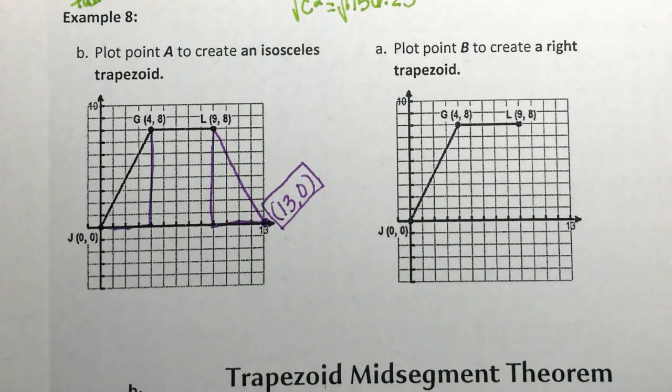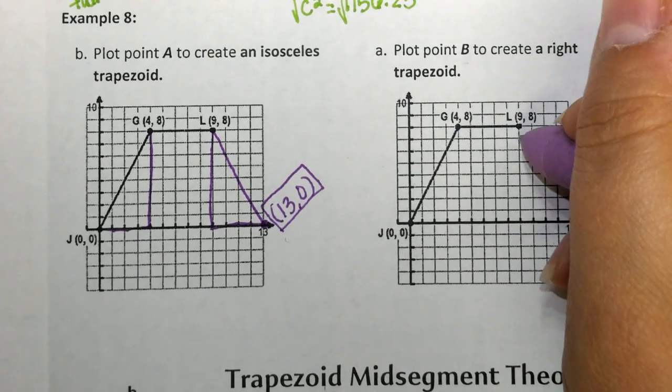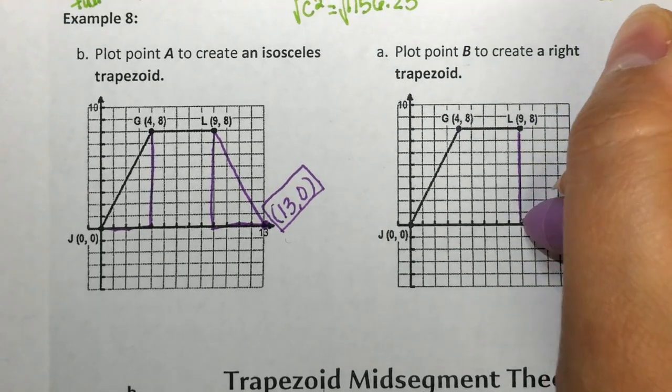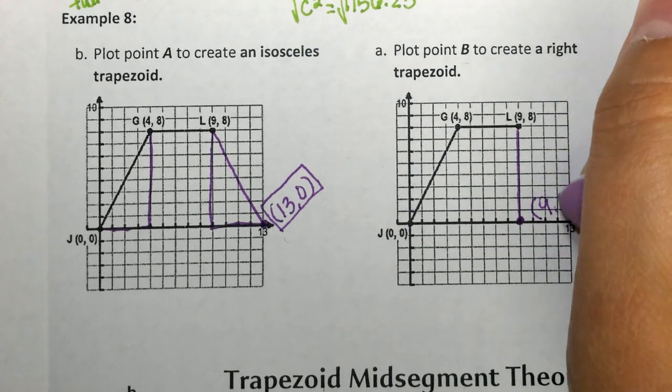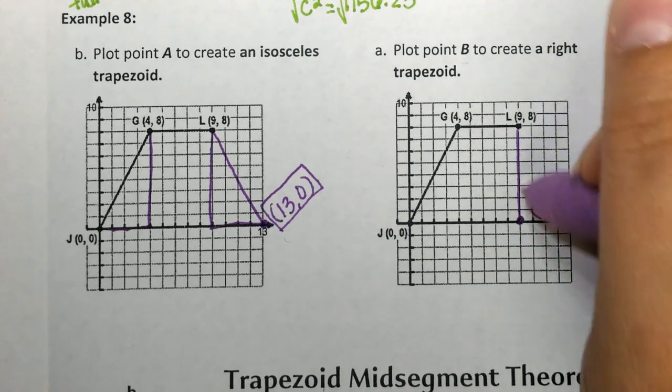All right. What about the next one? How do I create a right trapezoid? Just go down. And then where are you at? 9 over, 12, 11, 10, 9. 9, 0. And that's your answer.